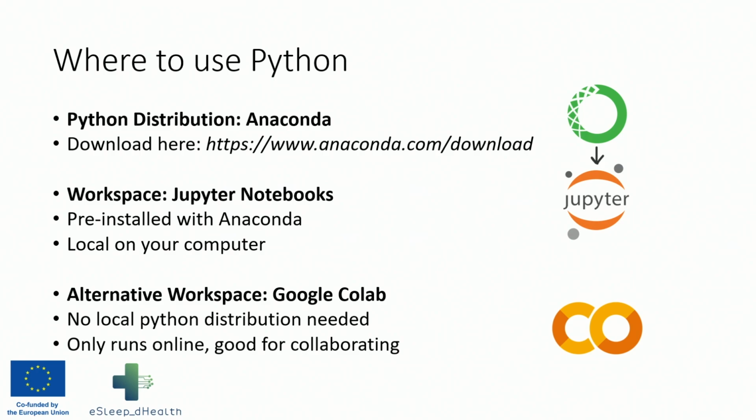And within this Anaconda program, you will find another program. So please bear with me for one more second. Anaconda is the Python distribution, and inside that there are different ways to use Python. The easiest way for beginners is to work in Jupyter notebooks. It's already pre-installed once you download Anaconda, and then you can work locally on your computer. So this is one way to access Python. Another way is Google Colab. It is an online Python distribution, and it's great for collaborating.